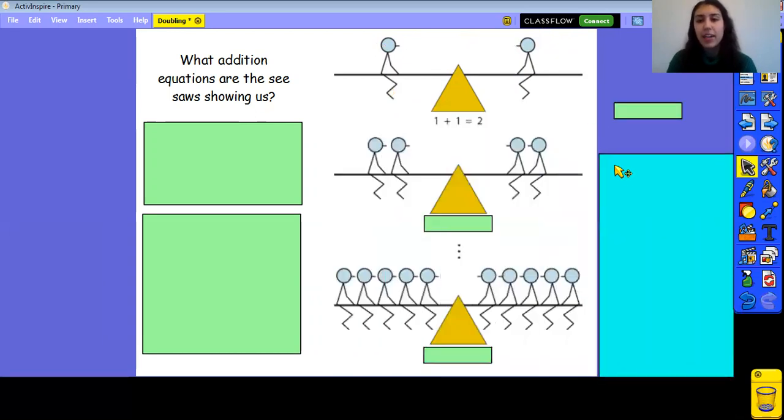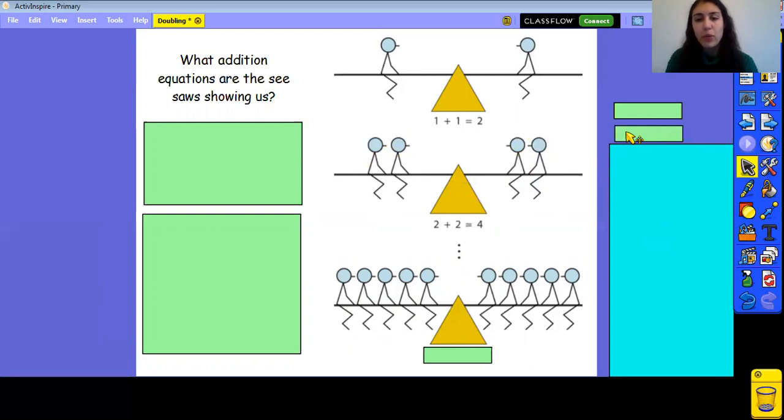Nice and easy. Why don't you pause the video and write down the equations that are being shown by the second and the third seesaws. Lovely. Hopefully you've had a go at writing down those equations. Let's go through them. Well, on this part, I've got 2. On this part, I've got 2. So I've got 2, and all together I've got 4. So 2 plus 2 is 4.